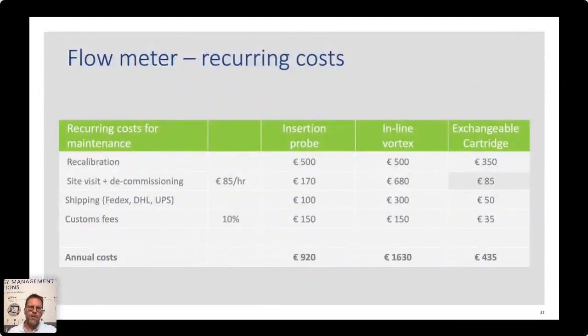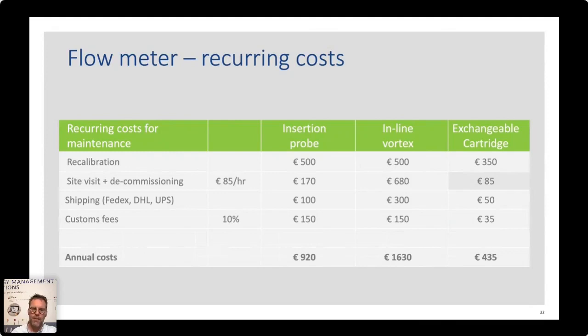Now let's also take a look at the recurring costs of flow meters. We just talked about pressure loss, but there's also something like recalibration. And again, this depends on how accurate you want to measure and how accurate you want to stay with your measurement. But typically a recalibration of a flow meter will cost you around 500. But that's not all, because you also need to go on site, get the flow meter out, ship it back, pay customs fees.